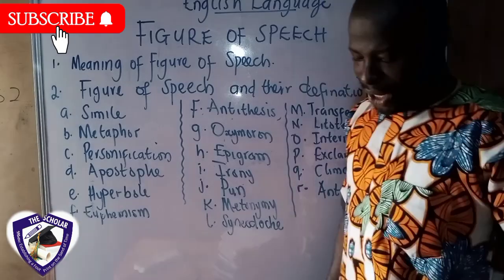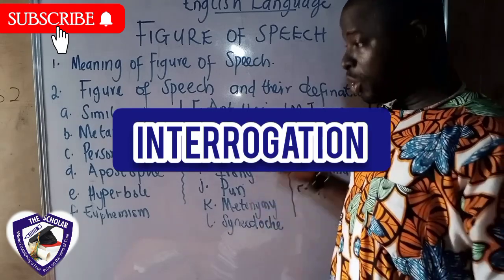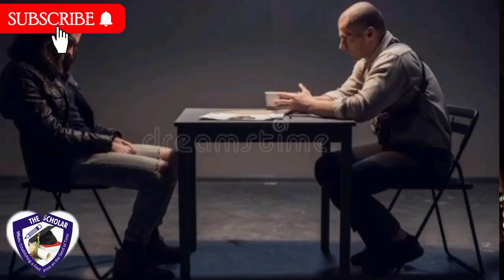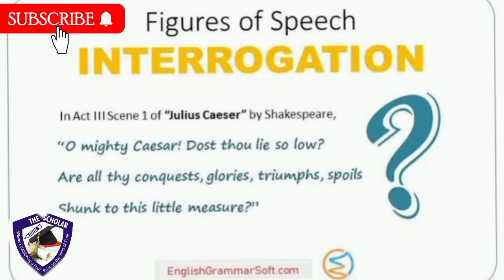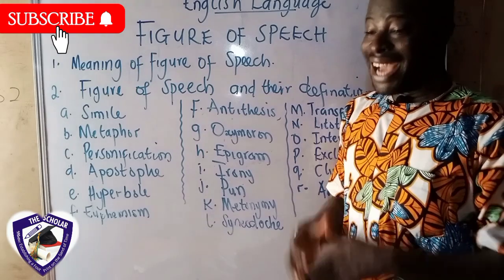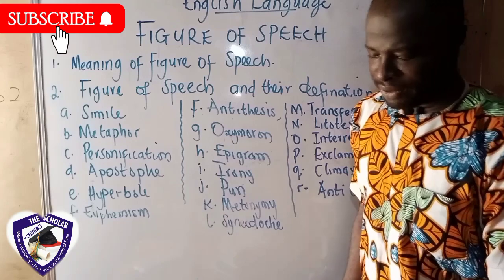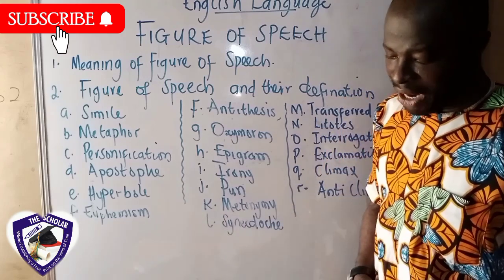Let's take another one, which is called interrogation. From the word, the meaning of interrogation could actually mean questioning. So interrogation, figuratively, is a figure of speech which is used to ask questions for the sake of achieving the desired effect. We also refer to this as rhetorical question. You just ask that question to achieve the desired effect. The answer is known. Everybody knows that answer. For instance, if I say, is life worth living? It's a question for everybody, and we all have an answer to it.